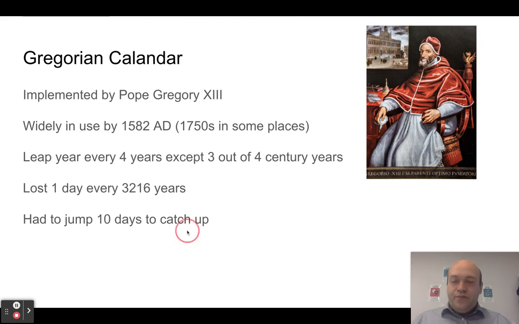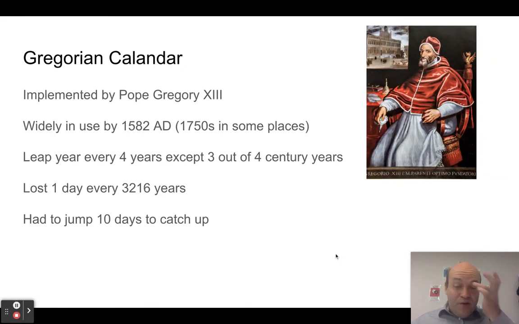Oh, and when they implemented this calendar, they had to jump 10 days. So I think they went from like the 4th of whatever month they were on, and anywhere that adopted this calendar just jumped from the 4th to the 15th in one day. And you can read online that didn't go over well with a lot of people. They felt that they were being cheated by the government, losing those 10 days. It's worth reading up on.